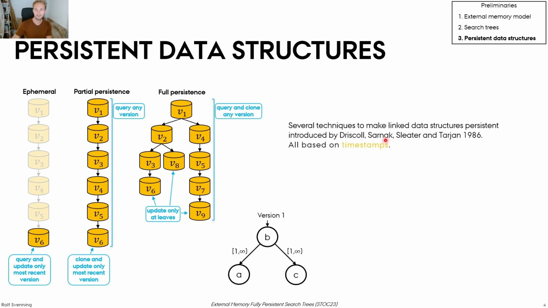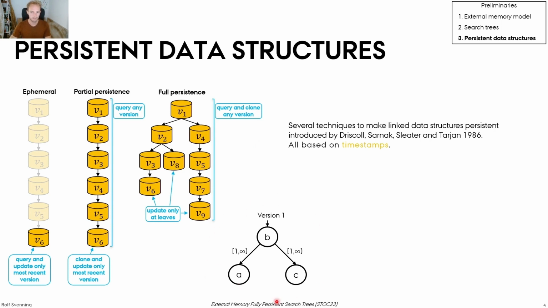Okay. And in an important paper by Driscoll, Sarnak, Sleator, and Tarjan from 1986, they introduced several techniques to make linked data structures persistent. And all of these techniques are based on the crucial notion of timestamps.